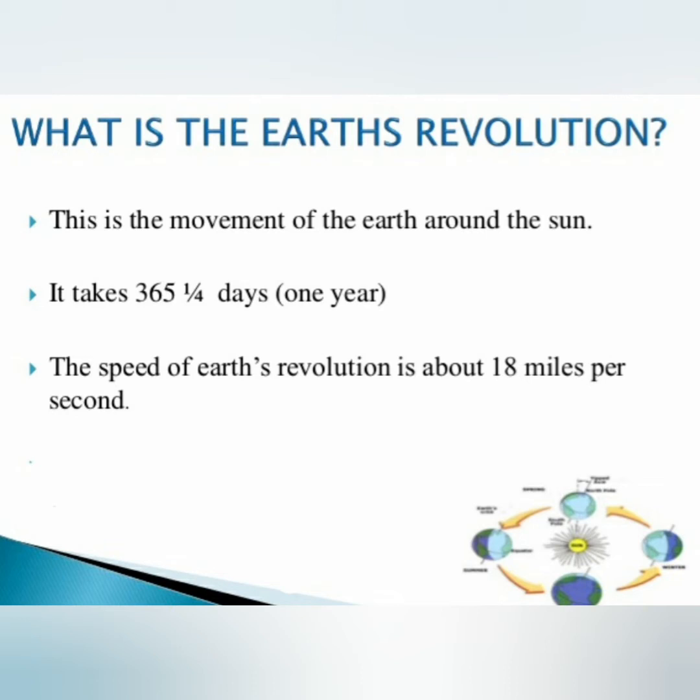The earth also moves around the sun in a fixed path called orbit, and this movement is called the revolution of the earth. The earth completes one revolution around the sun in about 365 days or 1 year, and the speed of earth's revolution is about 18 miles per second.